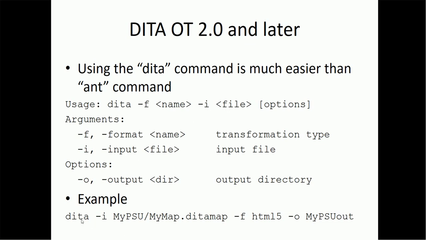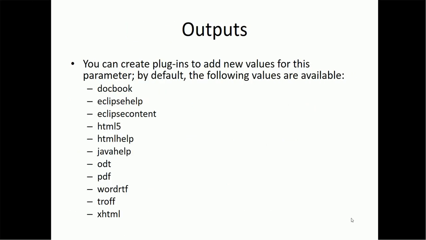So for example, an example here is dita -input mymap.ditamap -format, we'll say we want HTML5, -output, we'll just say we want to put it in the output folder of my PSU out. That's not actually what we're going to do in the exercise, but that's just an example of the command line. You can create plugins that will allow you to add new values for this parameter. By default, the following options are available. So these are the outputs that we can do: DocBook, Eclipse Help, and so on. For this class, we'll be using PDF and XHTML, sorry, not HTML5.